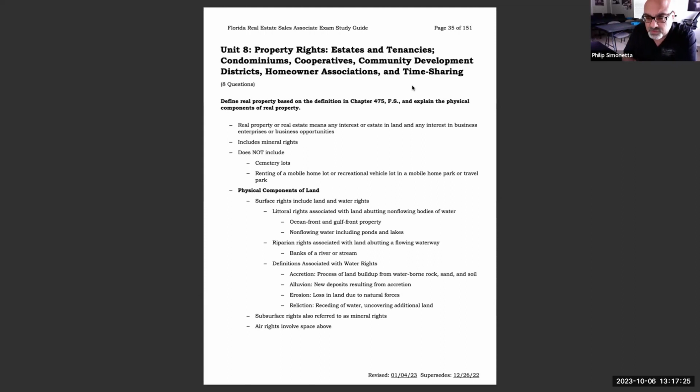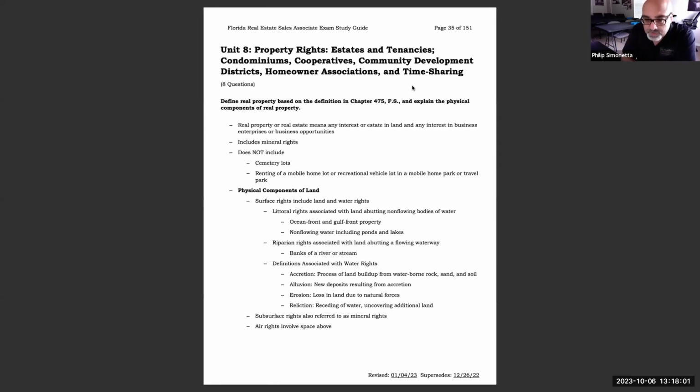Okay, the physical components of land. You have surface rights, and that includes land and water rights. Remember the water rights. You have littoral rights, associated with land abutting non-flowing water bodies, like an ocean or a pond or a lake, or the Gulf, like up against the Gulf of Mexico on the West Coast. So think littoral, think lakes. Riparian rights are associated with land abutting a flowing waterway, like banks of a river or stream. Think riparian, think river.